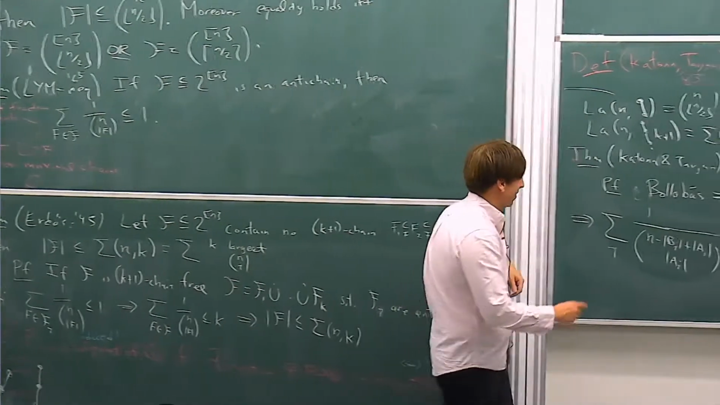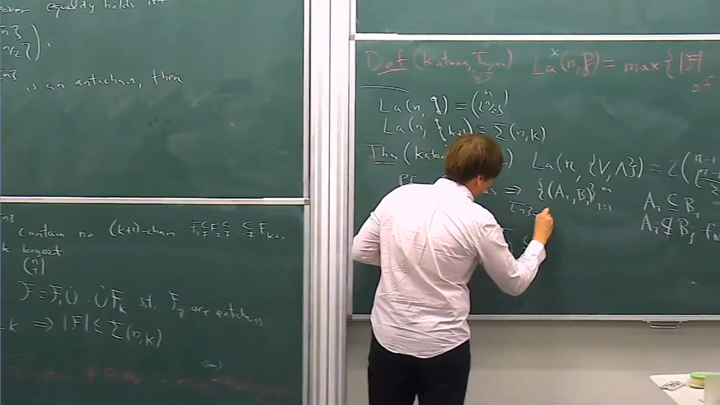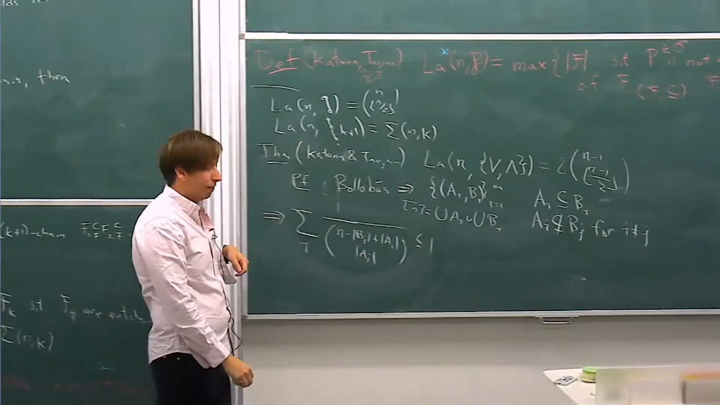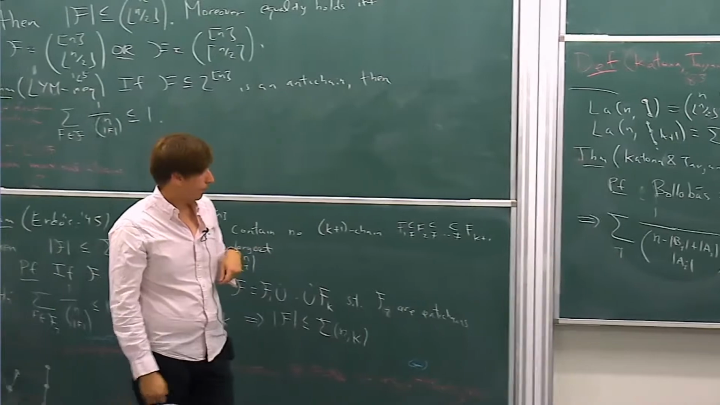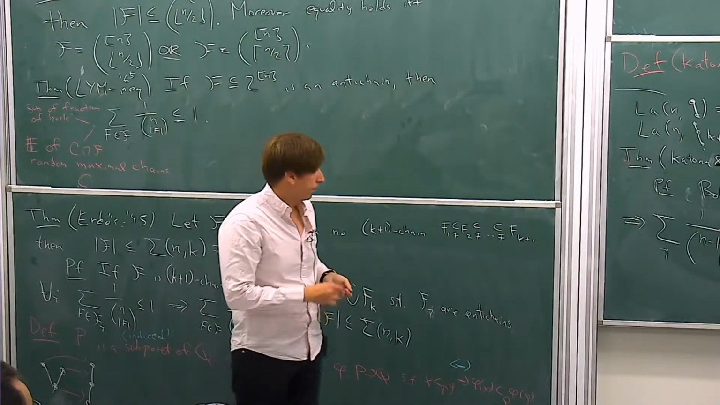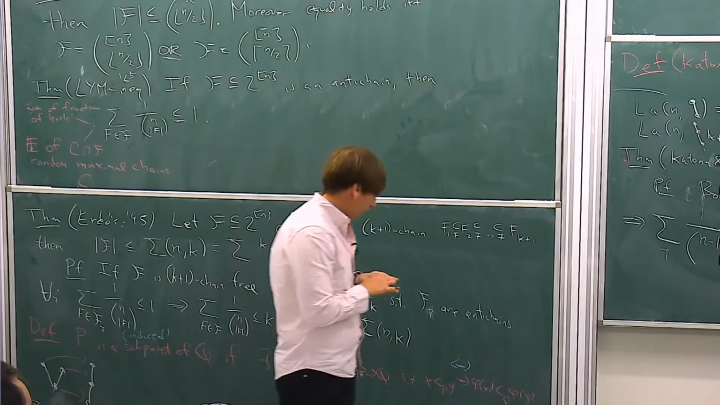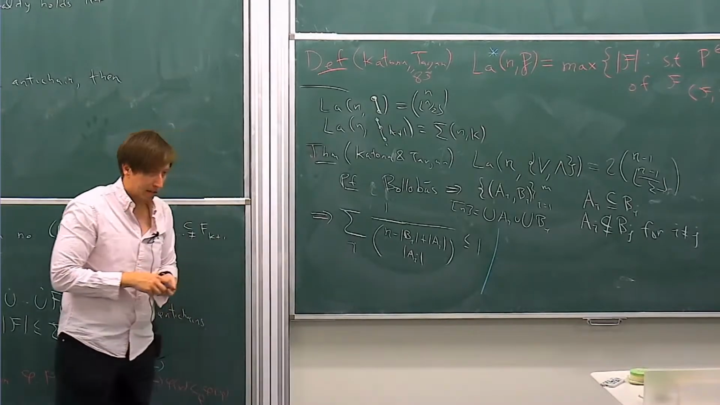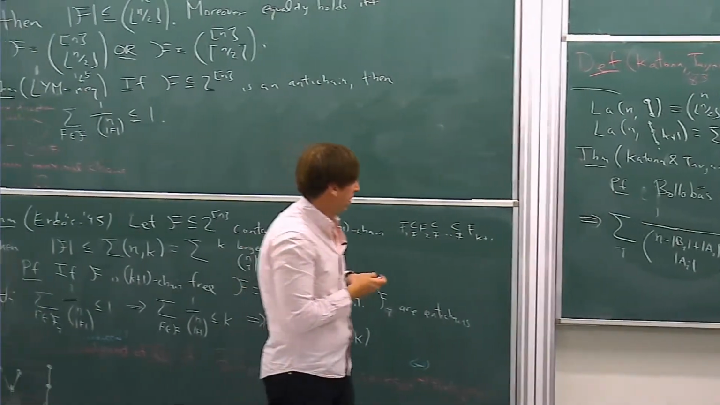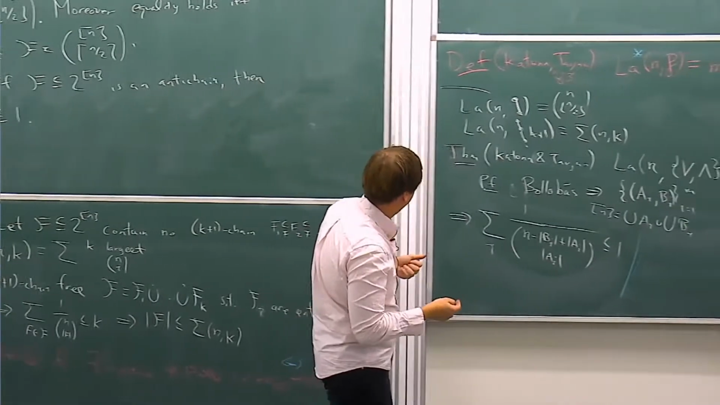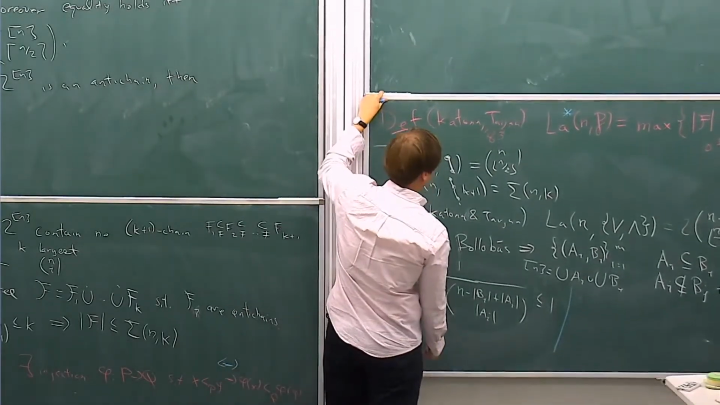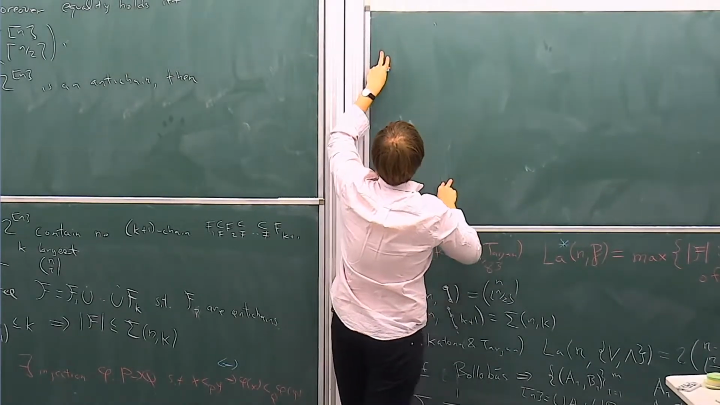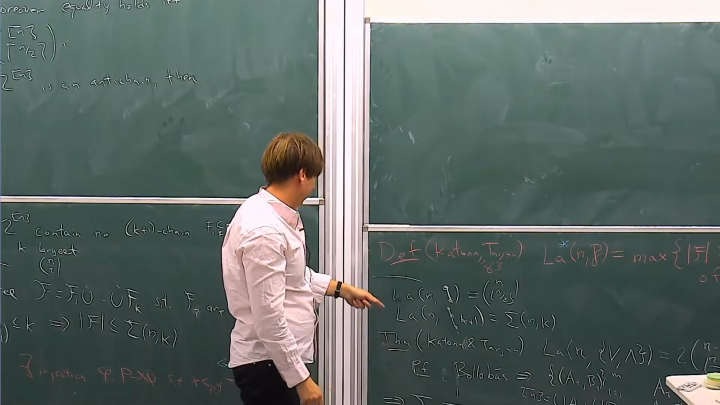Right, yeah, so that suppose that n is equal to the union of the AI. Okay. So this is a consequence of Bollobás's inequality. And what does this give us?